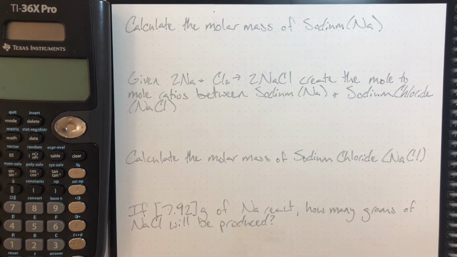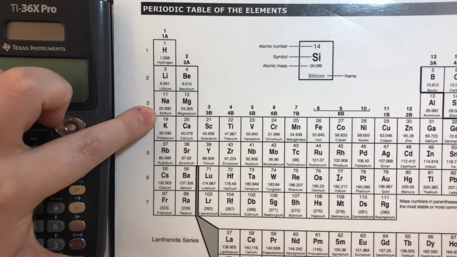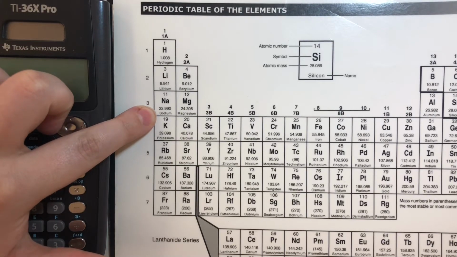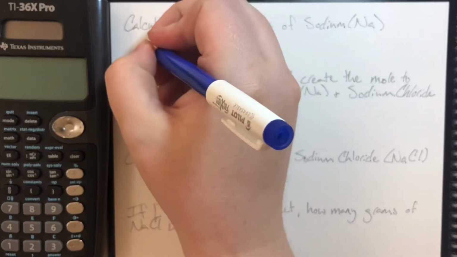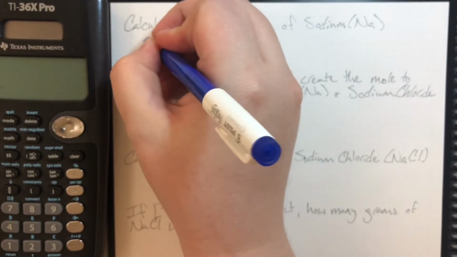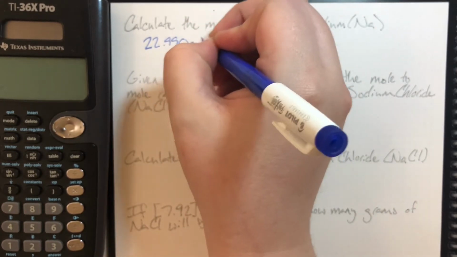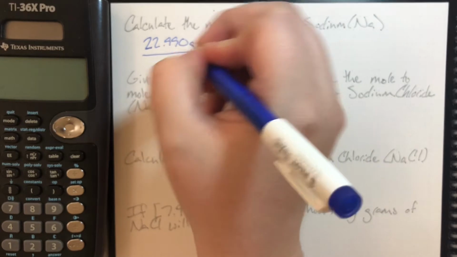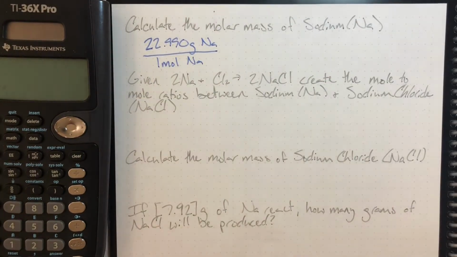Calculate the molar mass of sodium. Sodium, being a single element, is just going to be the mass from the periodic table. Sodium's mass off of the periodic table is just 22.990. But this is going to be a conversion factor. So I need to make sure that my molar mass is represented in such a way that I can use it inside of dimensional analysis.